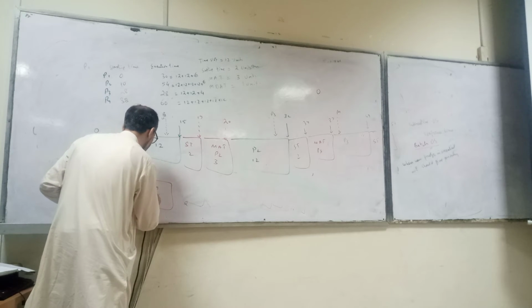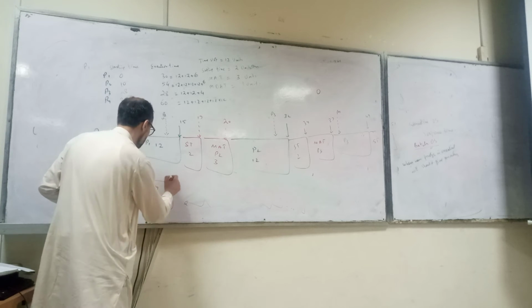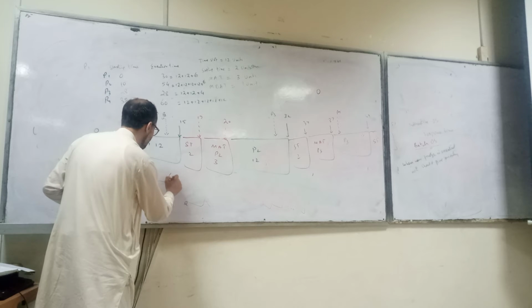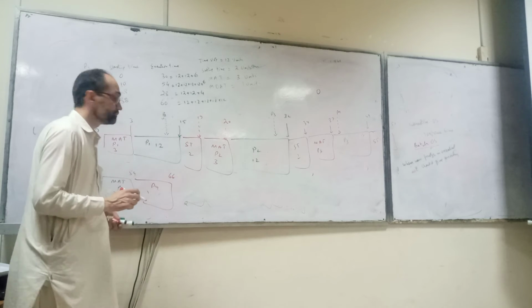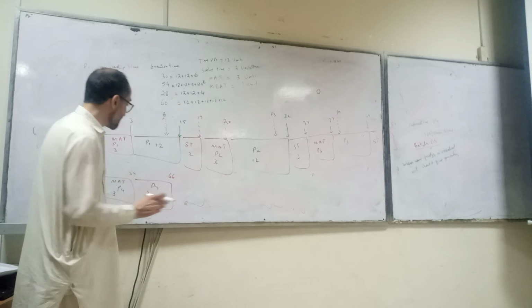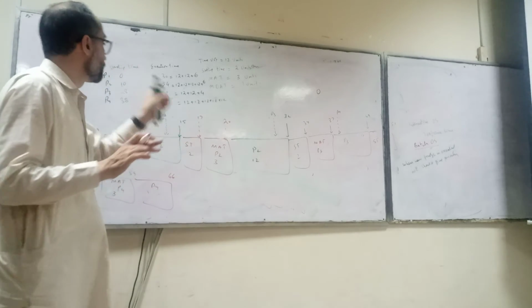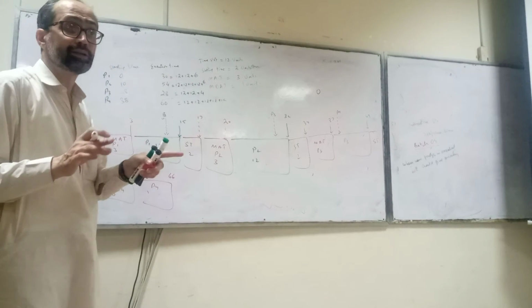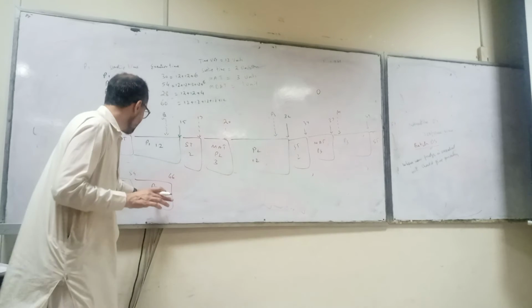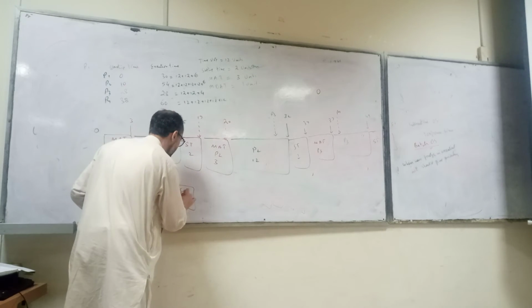Yes. P4 running, how many units? 12. 66? Okay. 66. Now all the programs are active. P1 is also there, P2 is also there, P3 is also there, and P4 is also there. 66. Switching time. Now you are doing switching time.